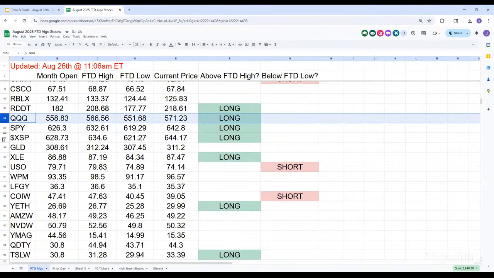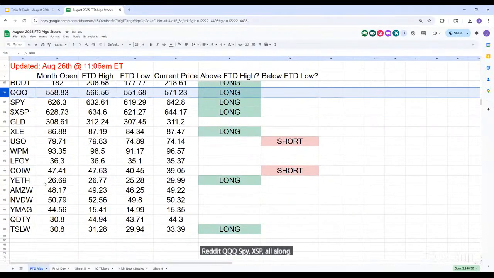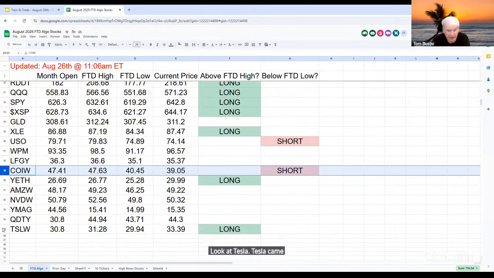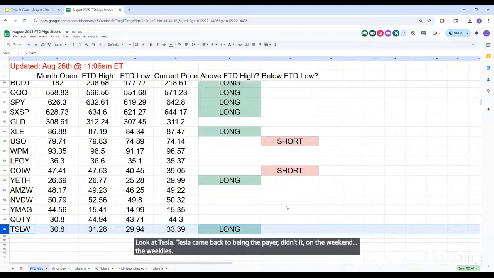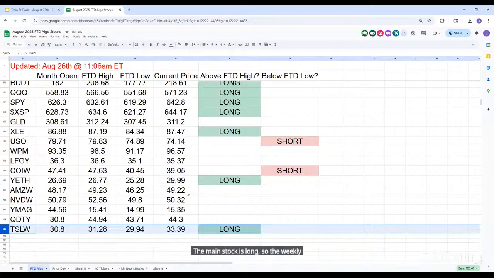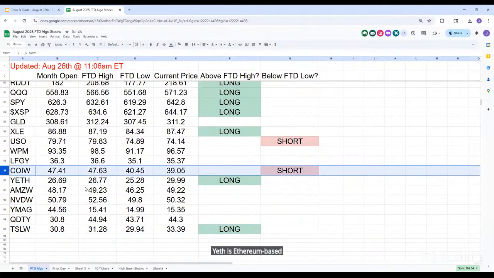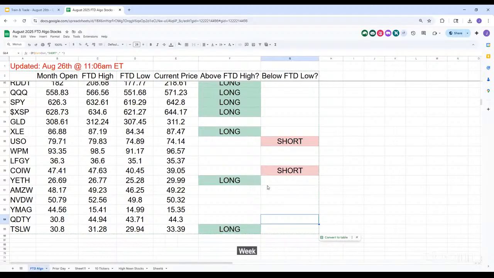Reddit, QQQ, SPY, XSP all long. And then Tom's, down here at the bottom, are these weekly dividend payers that we watch. Look at Tesla. YW Tesla came back to being a payer, didn't it, on the weeklies? Yeah, and Tesla, the main stock, is long, so the weekly payer should be long too. It's good to see it's long. YETH is Ethereum based, I believe, and COIW is Coinbase based. Weekly payers. This is a good sheet.